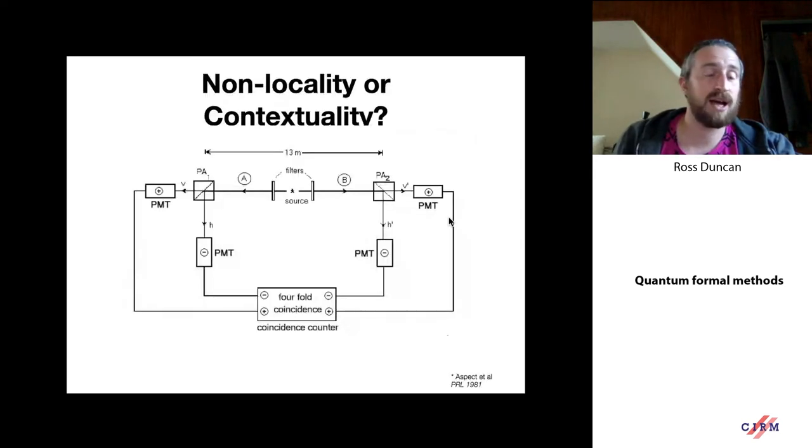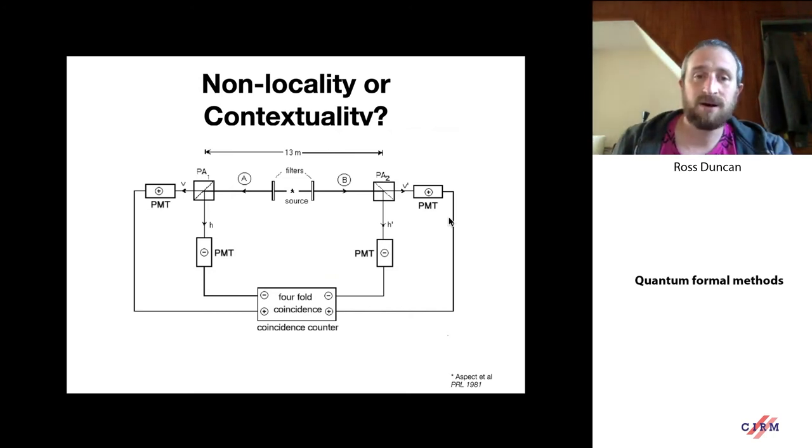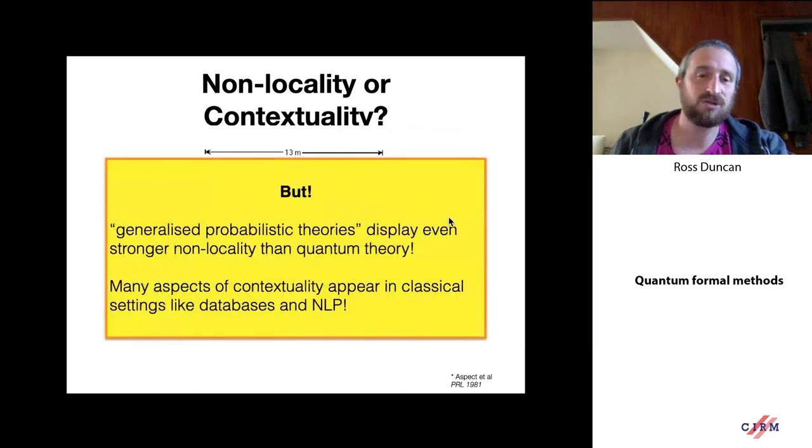A more promising candidate is to think about contextuality, and there's a growing body of evidence that suggests that contextuality might be responsible for the speed up, if there is a speed up, in quantum algorithms. But in fact, contextuality shows up in other places as well. So maybe it's not the most distinctively quantum thing.